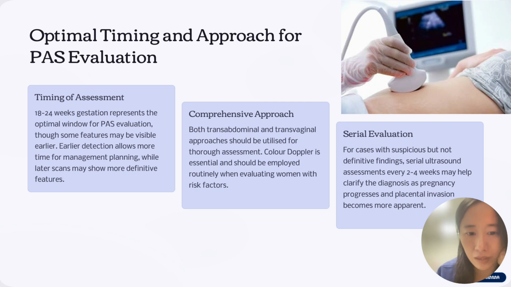For a comprehensive approach, in addition to transabdominal, we prefer to use transvaginal as well if necessary. Color Doppler is also essential and should be employed routinely for assessing women with risk factors, plus or minus MRI. For serial evaluation, in some cases we're not quite sure, it's suspicious but not definitive, so we might need to book more scans every 2 to 4 weeks, as some of the findings will become more apparent with later gestation and placenta invasion.